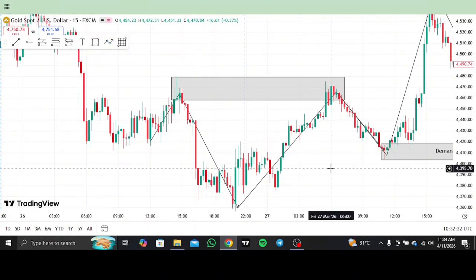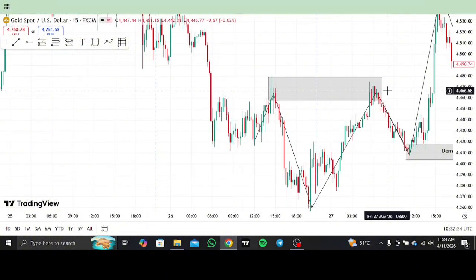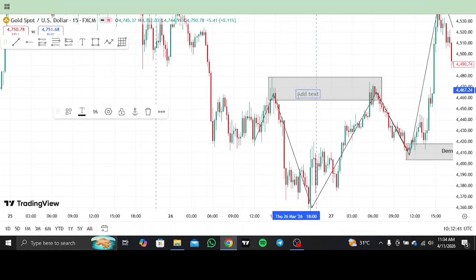Now, why is this a supply zone? Don't mind this one I marked. I just used it as an example for you guys. This zone is what you call a supply zone. Now, why is it called a supply zone?